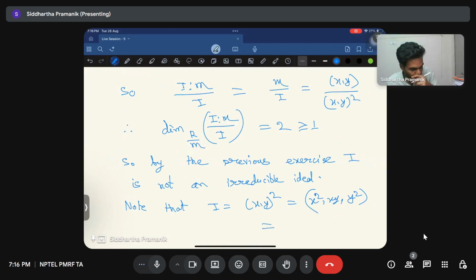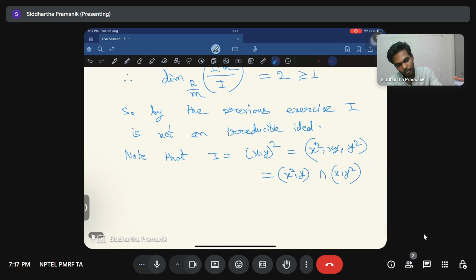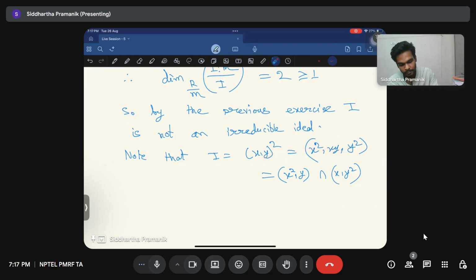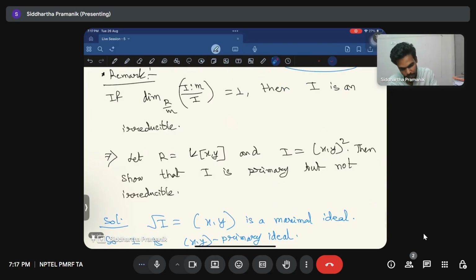So this is basically (x square, y) intersection (x, y square). This one is the inverse image of y bar, and this one is the inverse image of x bar. So from this we can directly say that I is not irreducible, but I is primary.